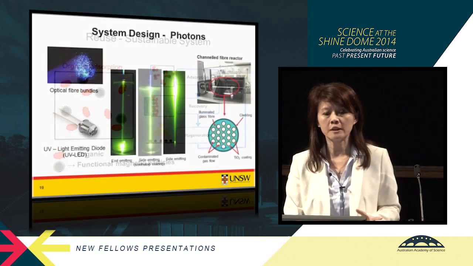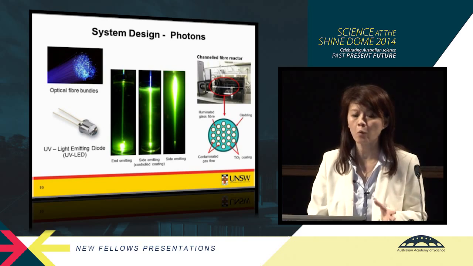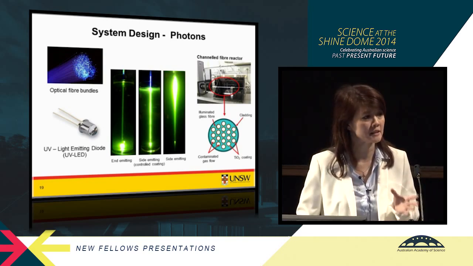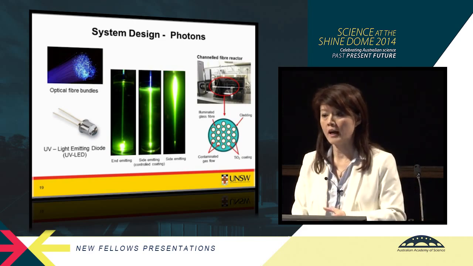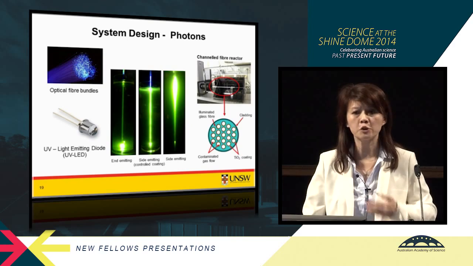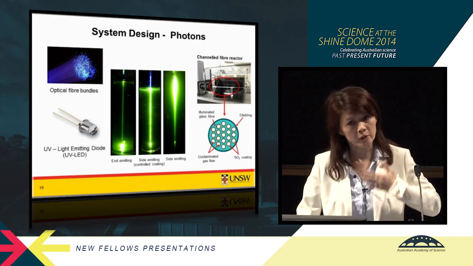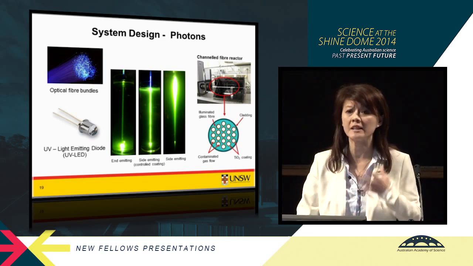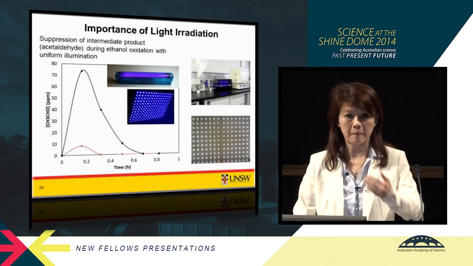Another thing that's important in system design is light. We need to make sure that we have uniform illumination in the reactor system. Without light, there are no reactions. Therefore, it's very critical. One of the works that we're doing shows the importance of uniform illumination: with uniform illumination, you can suppress the formation of degradation products about 10 times.